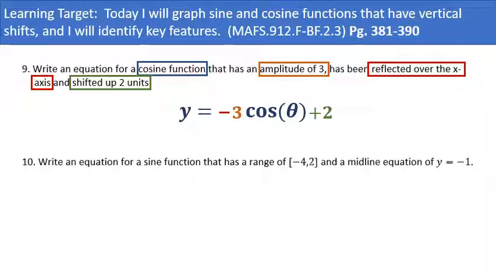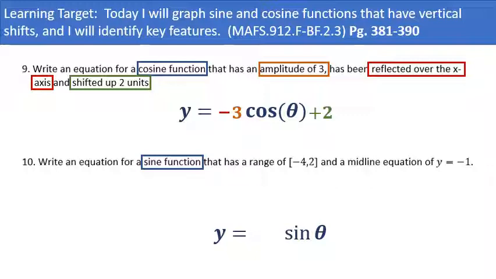Let's look at 10. 10's a little bit trickier. If you want to pause it and try it on your own, I say go for it. And then we'll take it. All right, so we're writing the equation. We're thinking y equals. What type of equation is this? It's a sine function. So we're going to start with y equals sine of theta. I'm going to leave some space because I don't know what I have to do.